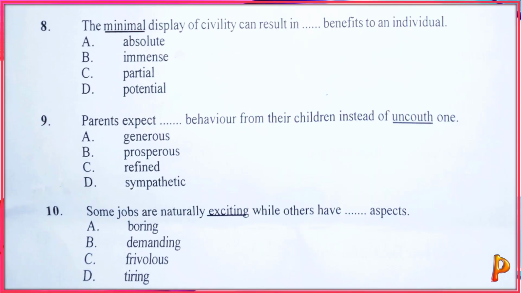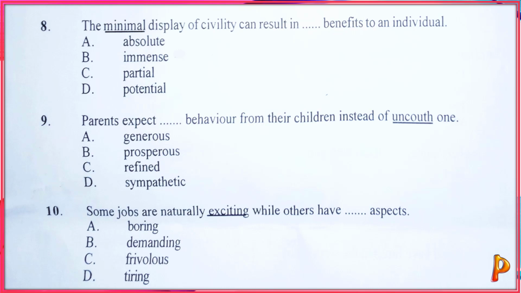Question 8. The minimal display of civility can result in dash benefits to an individual. A. Can result in absolute benefits to an individual. B. Can result in immense benefits to an individual. C. Can result in partial benefits to an individual. D. Can result in potential benefits to an individual. The correct answer to this question is answer B. The minimal display of civility can result in immense benefits to an individual.